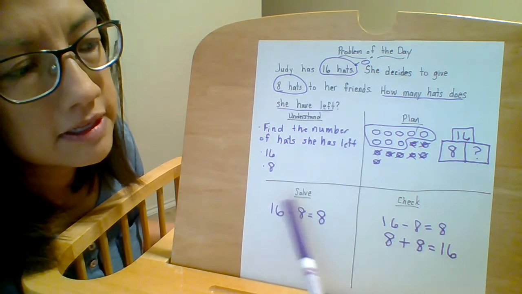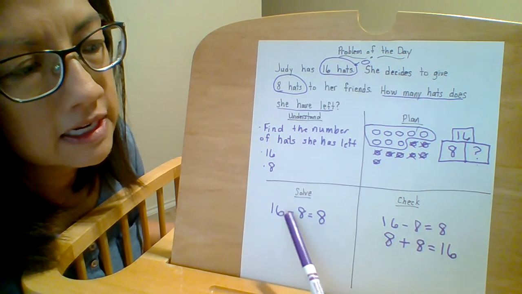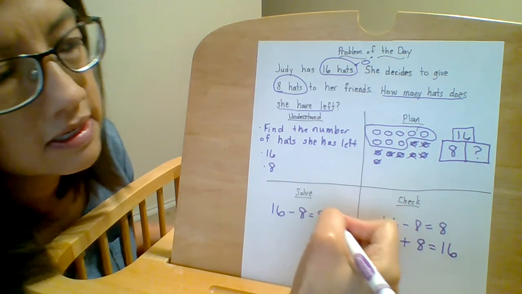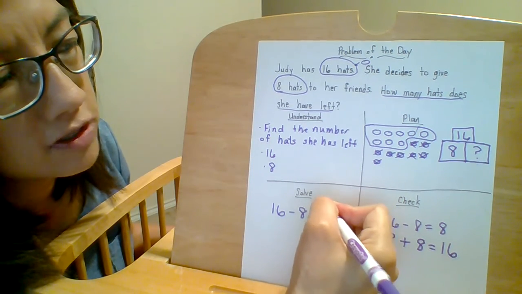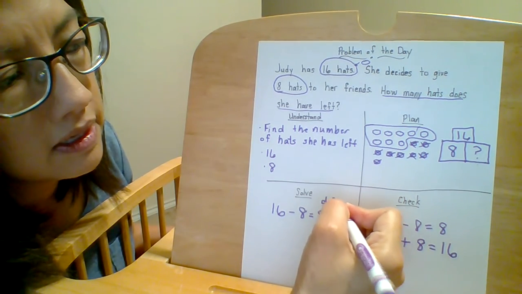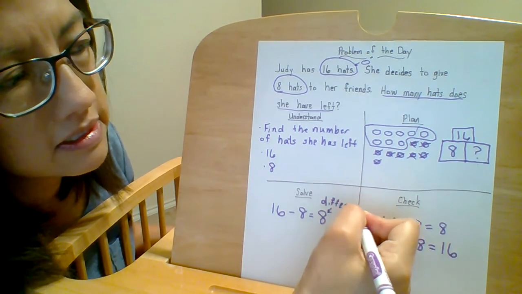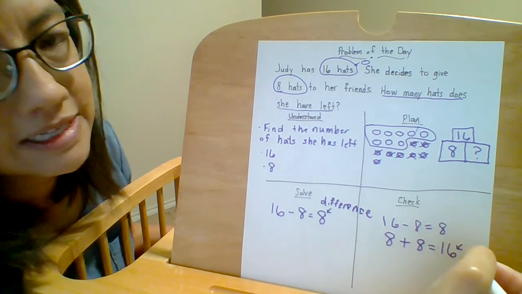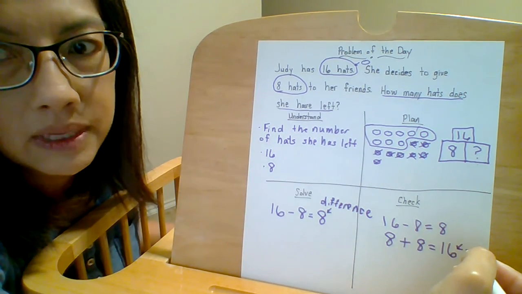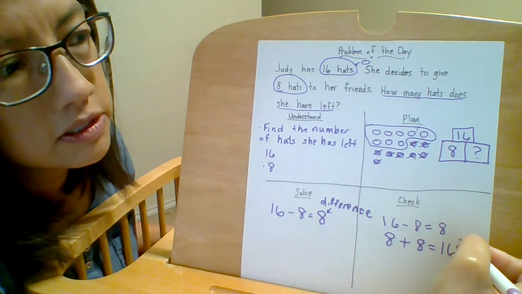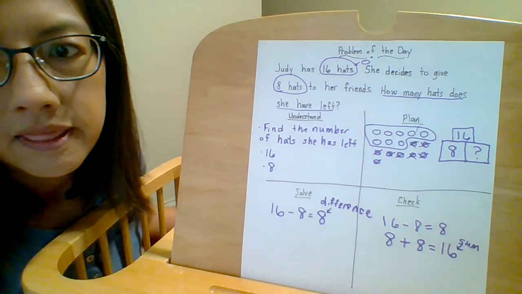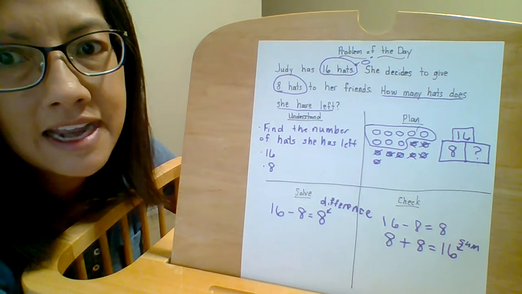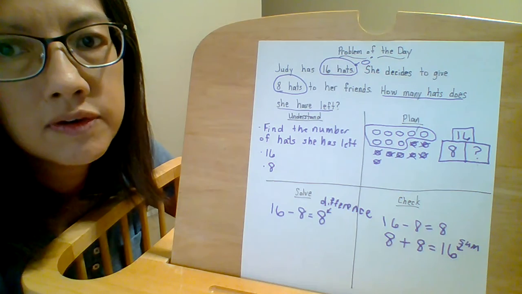And so if I have 16 and I take away 8, that gives me the difference of 8. Remember that the answer to a subtraction problem is called the difference. And when we put them back together, 8 plus 8 equals 16. Do you remember what it's called when we have a total? It's called the sum. That is our problem of the day. I hope you enjoyed this review of subtraction.